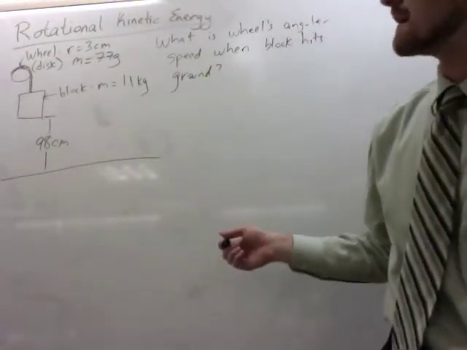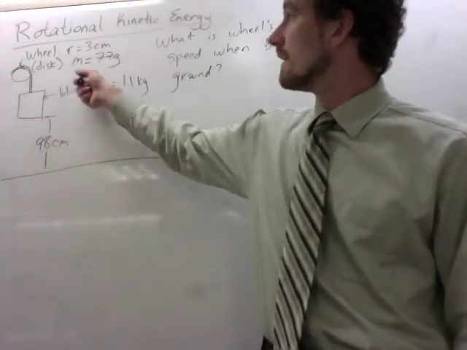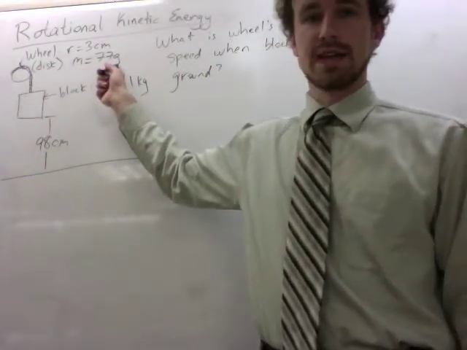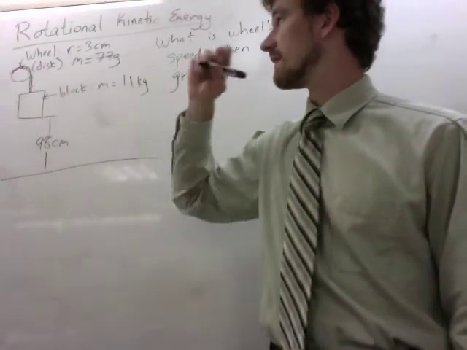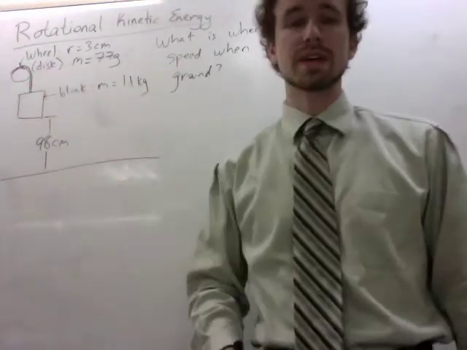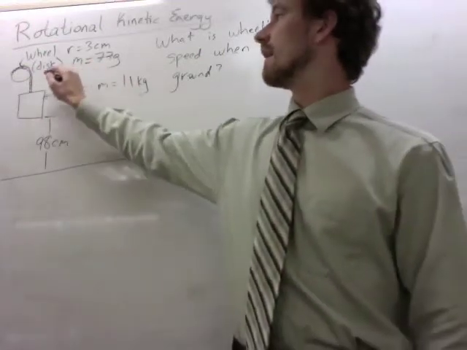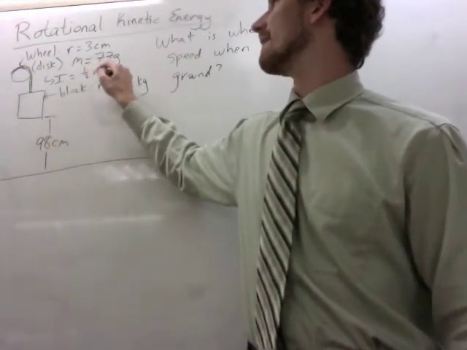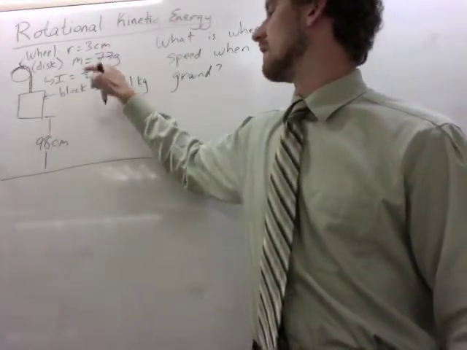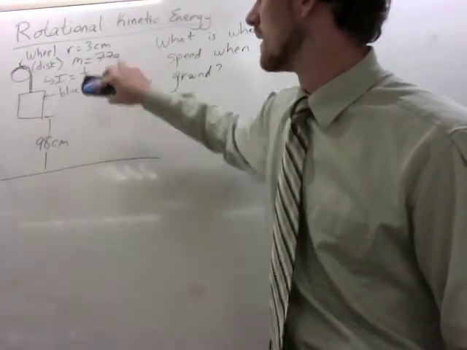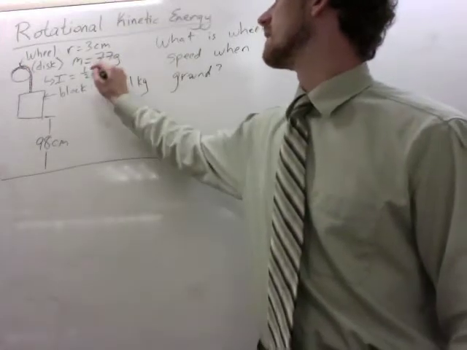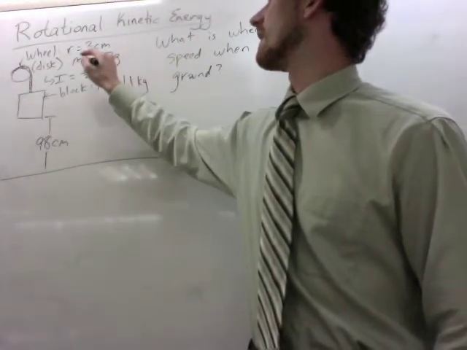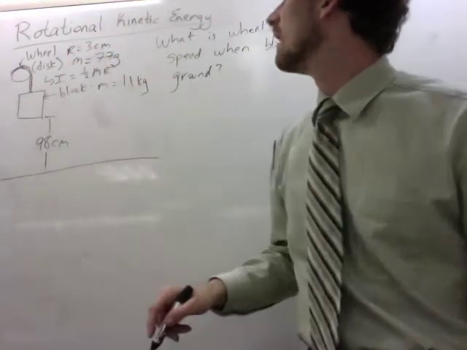Now here we have almost the same situation, but now I'm saying this wheel has mass. It has a mass of 77 grams. We're going to approximate it to be a disk, and because it's a disk, its moment of inertia is 1/2 M R squared. I'm going to make these capital letters instead. All right.